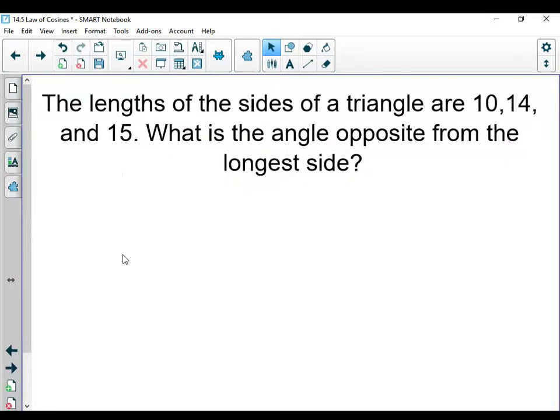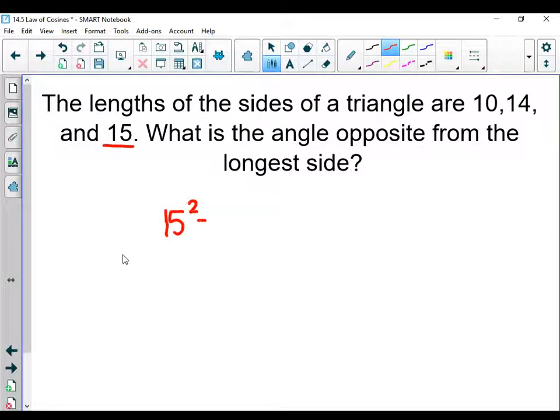Okay. So this particular one, they're saying the same thing. Find the angle opposite from the largest side. So the largest side is going to be 15. So 15 squared. And go ahead, once this is set up, pause it and see if you can get the same answer as myself.